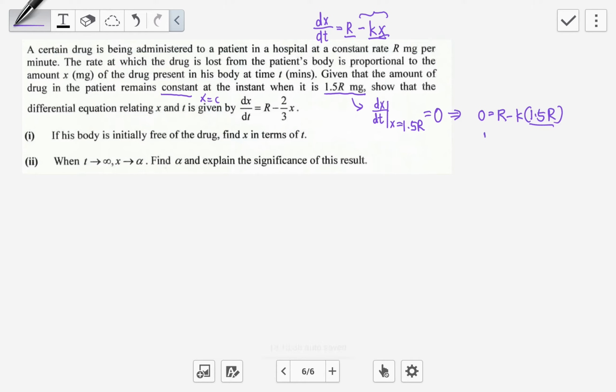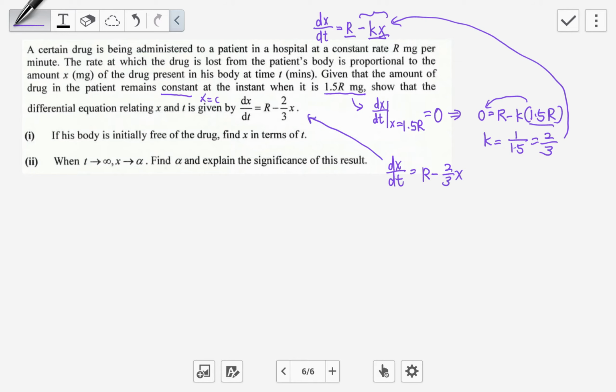So k equals this, I bring it over, so positive k, then R divided by 1.5R gives 1 over 1.5. 1.5 is 3 over 2, so k comes to two thirds. Then k is substituted back into the equation, and it results in dx/dt equals R minus 2/3 x, and that's how we got to this. This is how we show it.